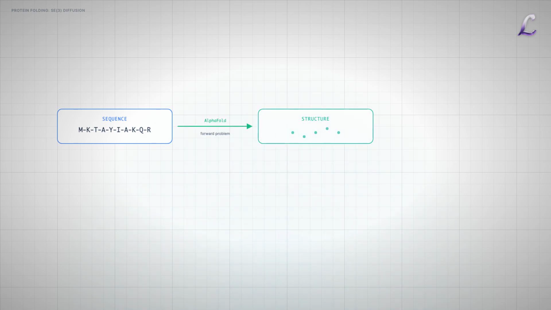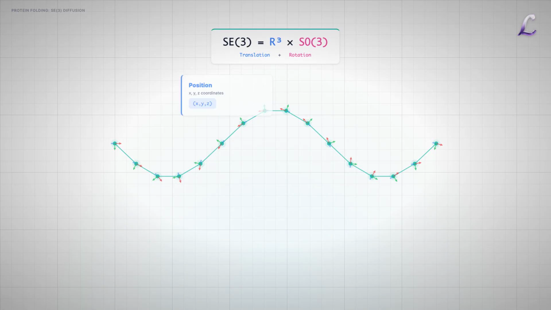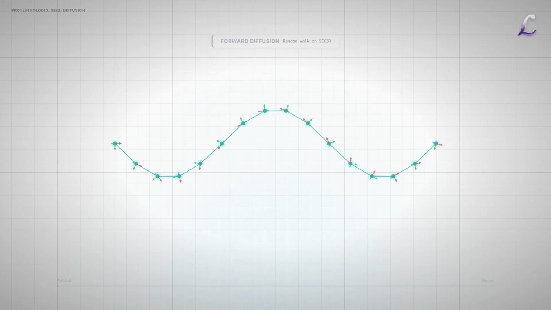This is what Watson et al.'s RFdiffusion does. But a protein isn't just a point cloud. That's too loose. A protein backbone is a chain of rigid bodies. Each amino acid residue has a specific coordinate position and a specific orientation. Mathematically, this lives on SE3, the special Euclidean group. It combines translation in R3 with rotation in SO3.